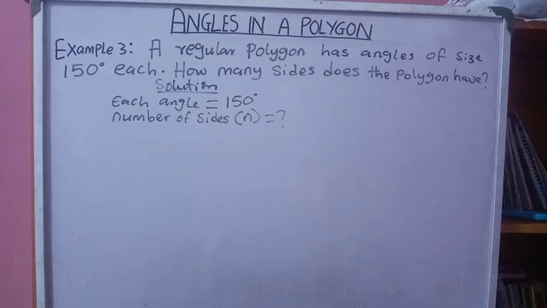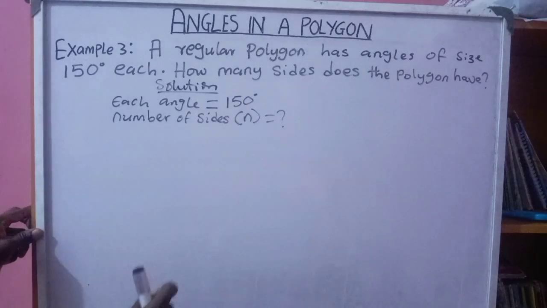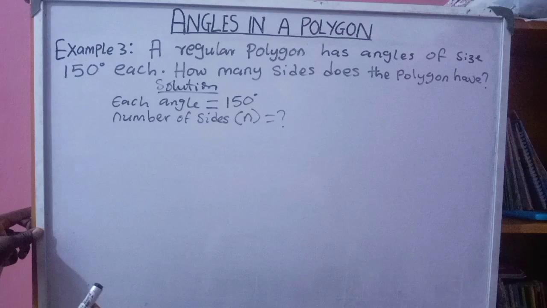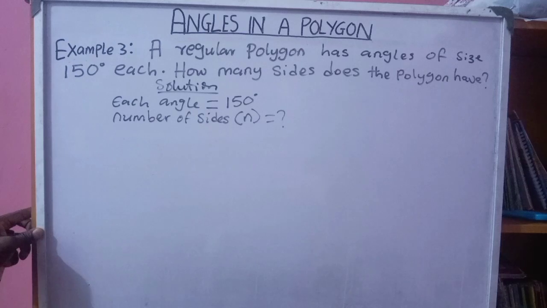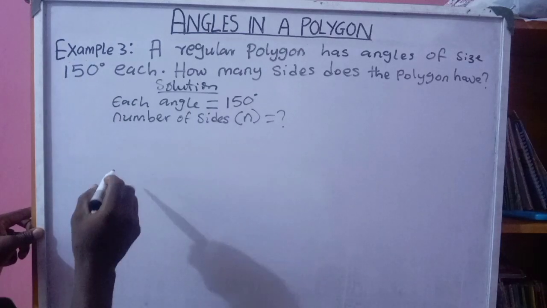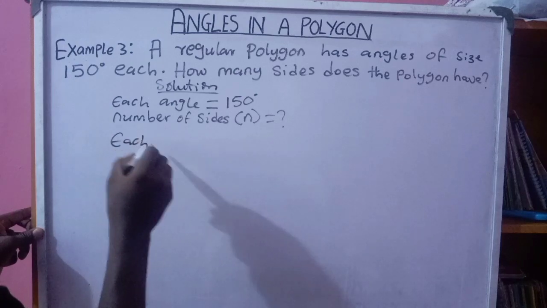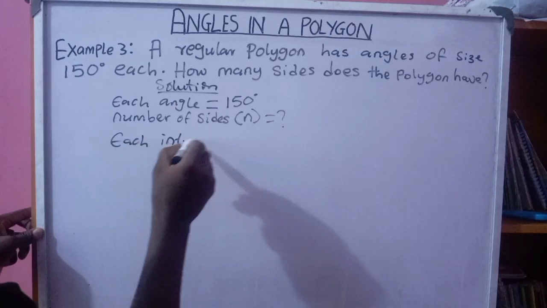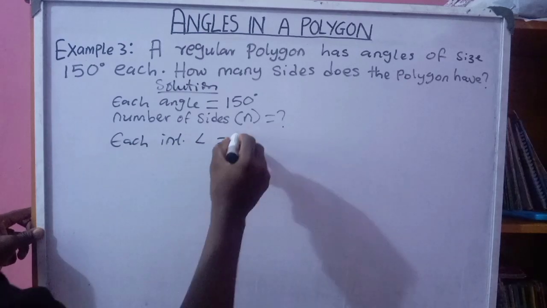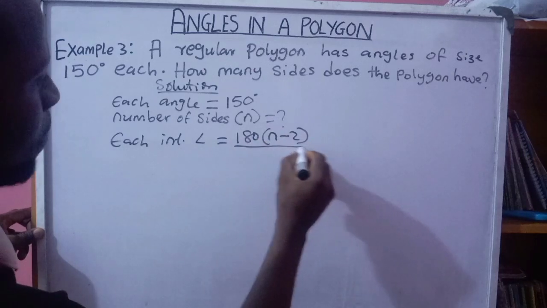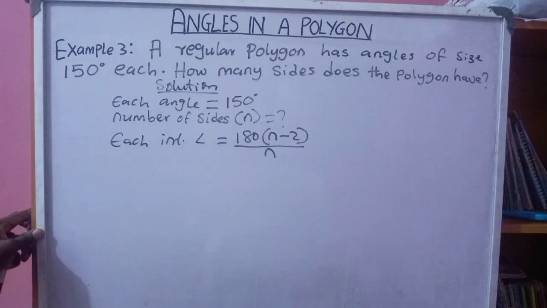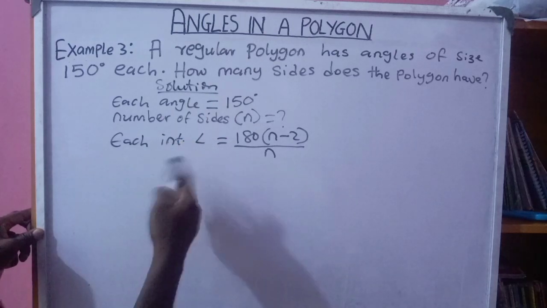Now, which formula are we to use for this particular example? Remember they made mention of the word each. At the beginning of the video, I gave you the formula for calculating each interior angle of any regular polygon, which is 180 bracket n minus 2 divided by n. That was exactly the formula given for calculating each interior angle of a regular polygon.